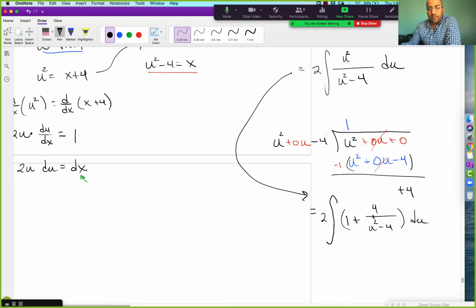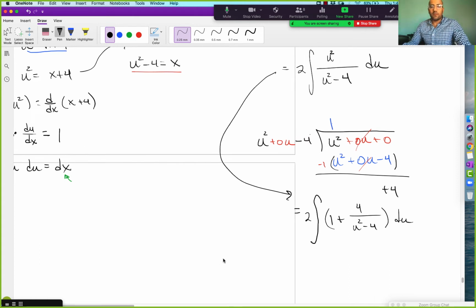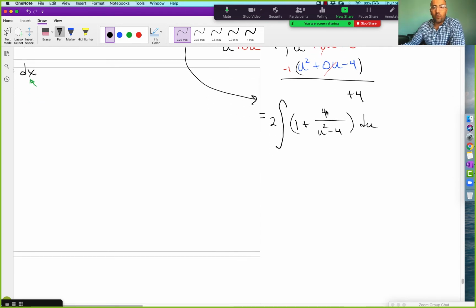This part here, let's use partial fraction decomposition to figure out what this is. We can separate it out a little bit more. So I'm going to go off to the side here and work with this fraction. I have 4 over u squared minus 4. Well, that is going to be equal to 4 over u plus 2, u minus 2.